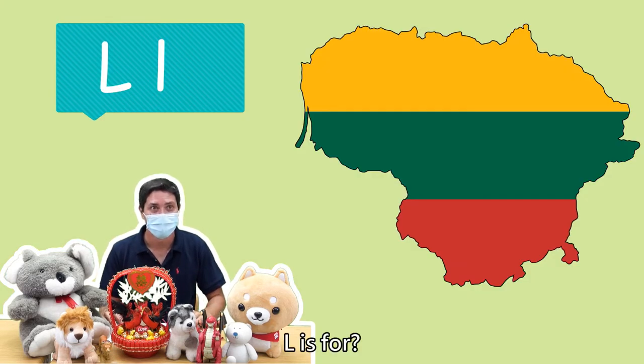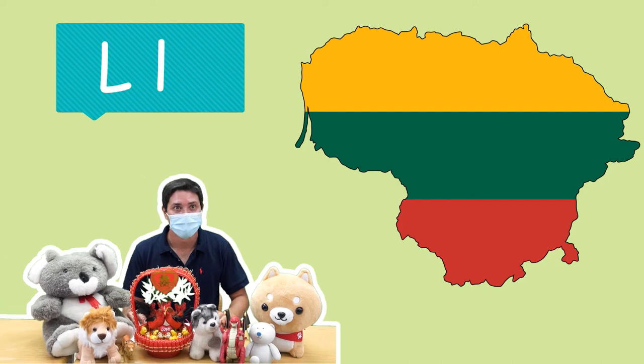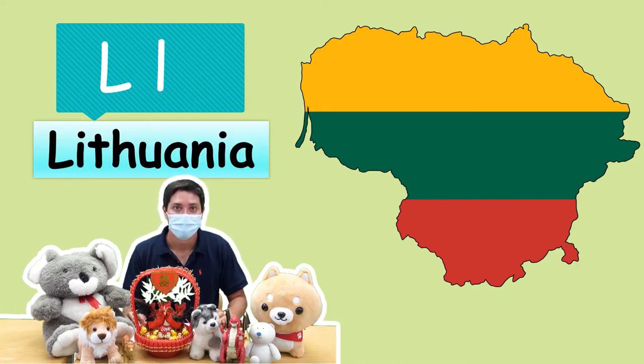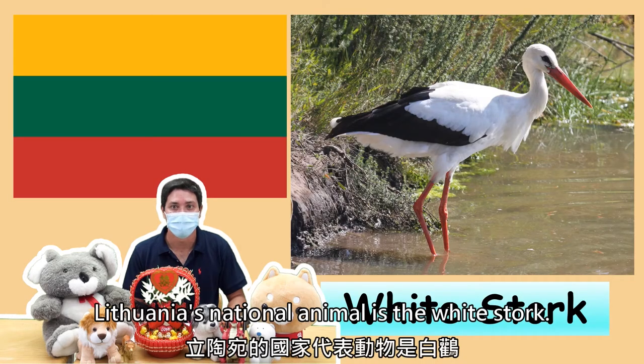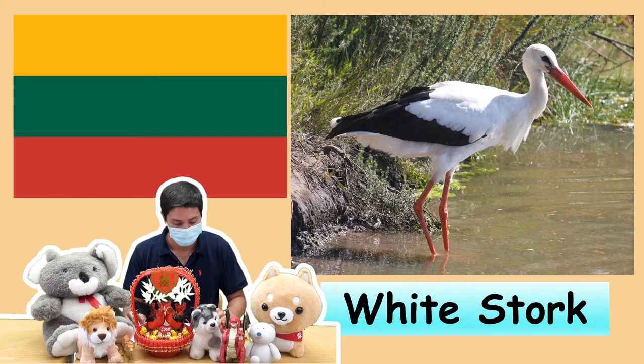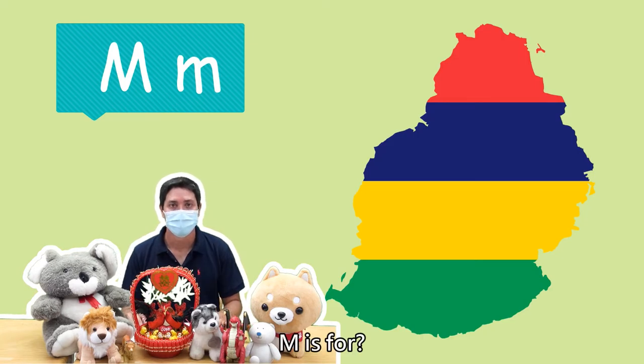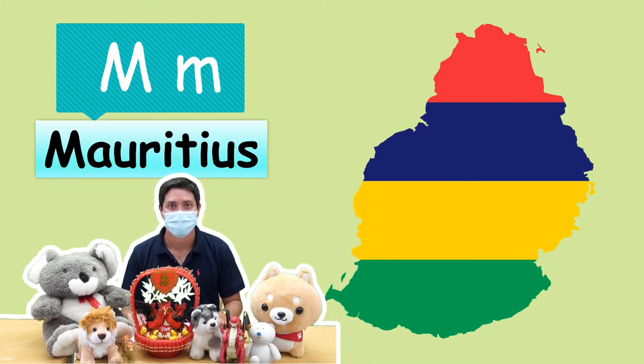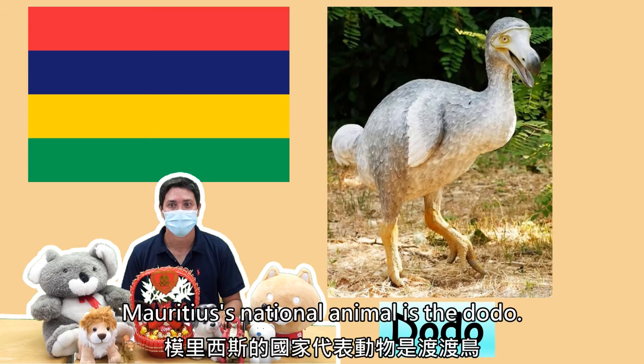L is for Lithuania. Lithuania's national animal is the white stork. M is for Mauritius. Mauritius' national animal is the dodo.